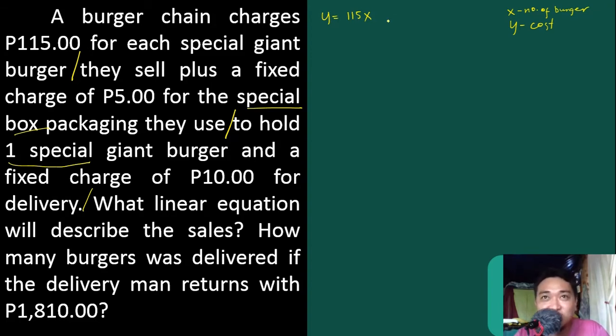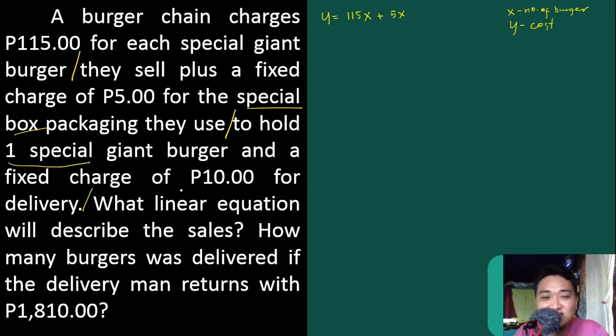So, yung 115, madadagdagan pa ng another charge for that special packaging. So, that is plus, magkano yung special packaging na yan? That is 5 pesos, diba? So, 5x. Double check natin. Kung nag-order tayo ng isang burger, babayad tayo ng 115. May special box yun. So, 5 times 1 is 5 plus 115. So, that is 120. 120 na yung babayaran natin, kasi binayaran din natin pati yung box.